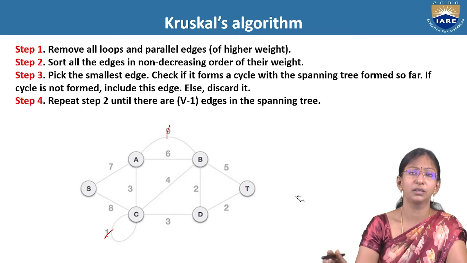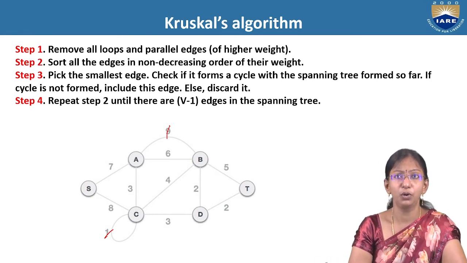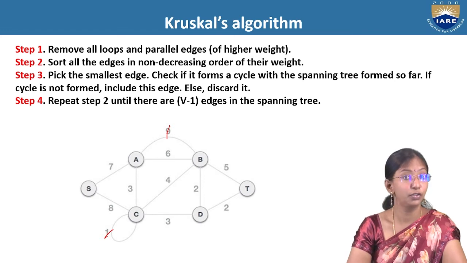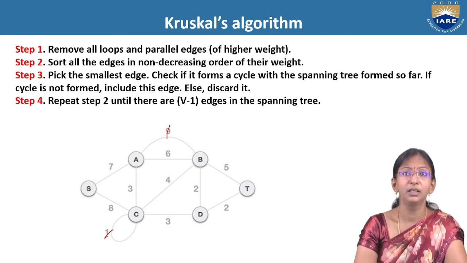Once you construct this table, pick the smallest edge. Okay, check if including that edge will form a cycle or a loop. If it is going to do that, discard that edge. If it is not doing any harm to our job, add it. Add it to the spanning tree, right?